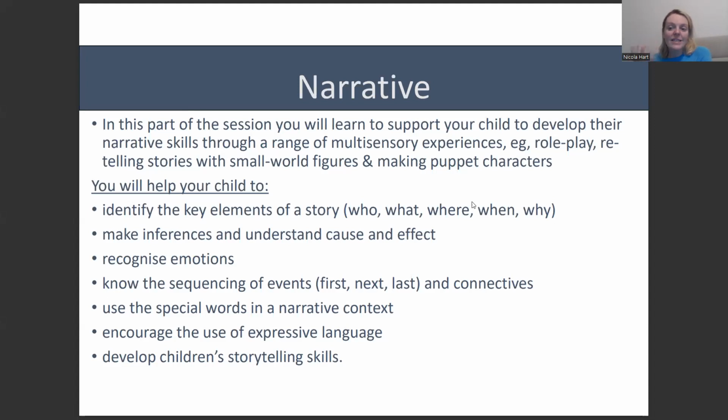Again, cause and effect. When the woman opened the door of the oven, the gingerbread man jumped out. Oh my goodness, recognizing emotions. Oh, she was so cross because the naughty gingerbread man ran away. Does your granny ever get cross if you run away? You know, you can ask lots of questions. And then the first, next, and last. We tend to work on first, next, and last quite a bit for sequence.